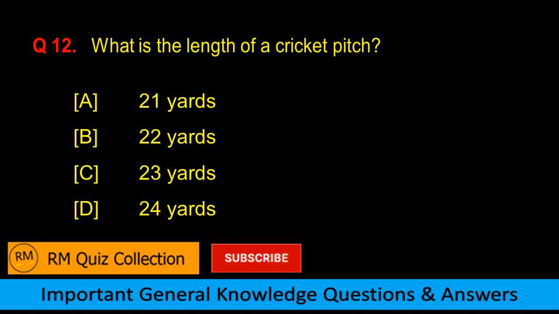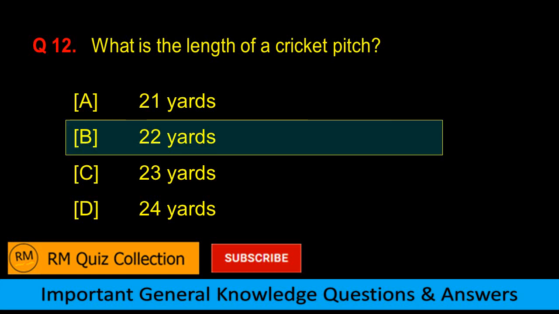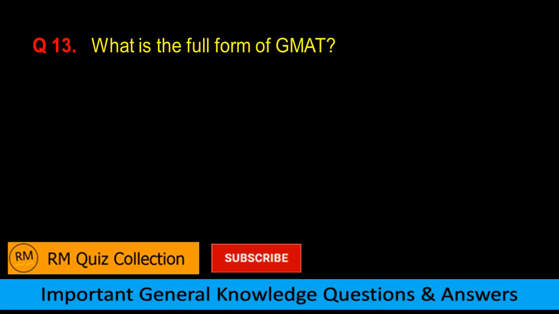Question 12. What is the length of a cricket pitch? Your options are A. 21 yards, B. 22 yards, C. 23 yards, D. 24 yards. Your answer will be option B. 22 yards.